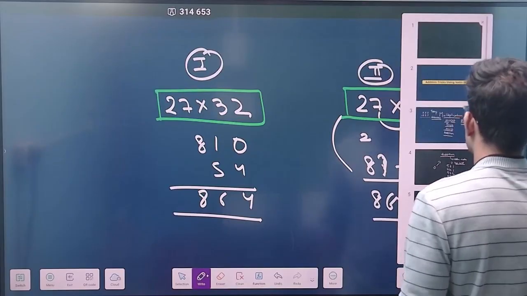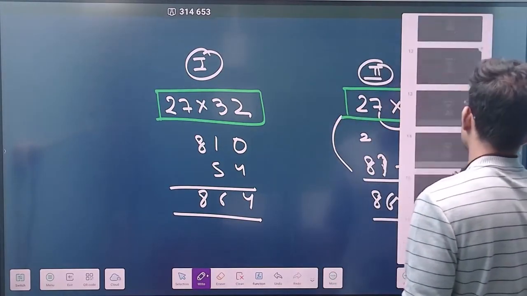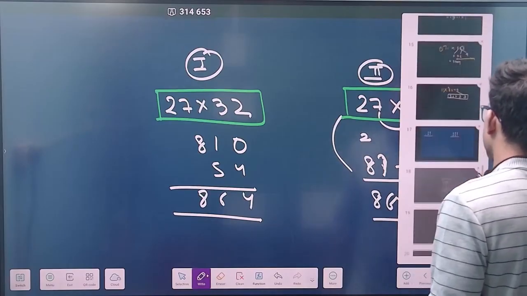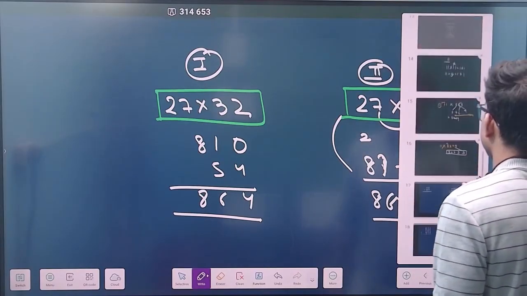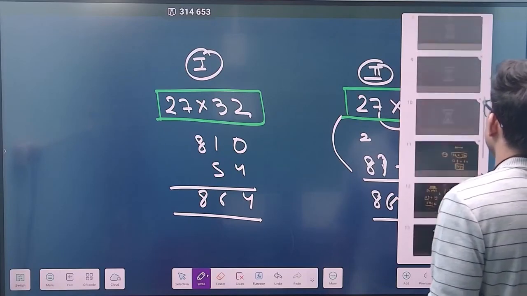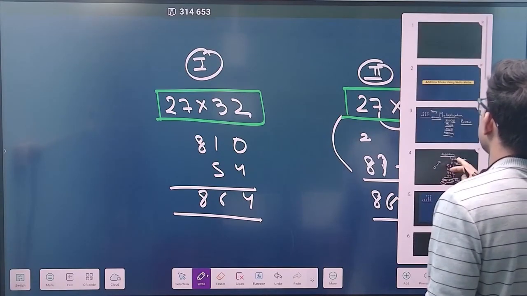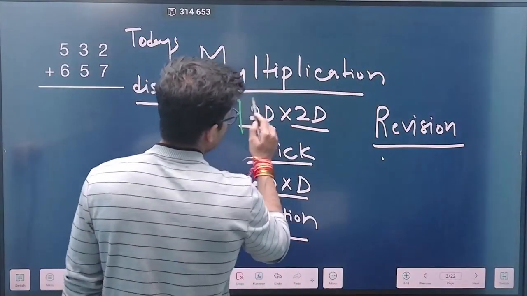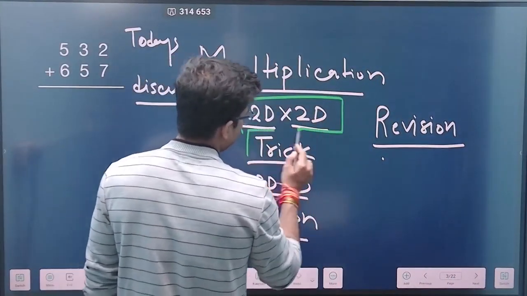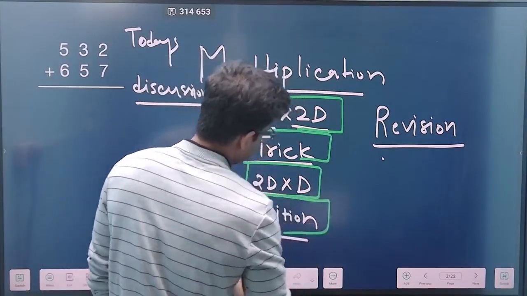Correct? Now what was the discussion of today's class? Let's have a look. The discussion of today's class was 2-digit number getting multiplied with 2-digit number, done. Trick we have done. 2-digit with single digit we have done. Addition we have done. Correct?